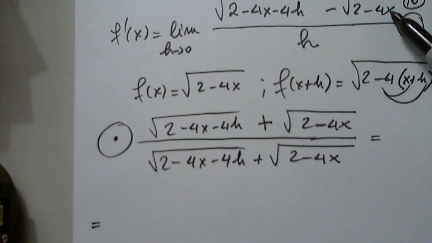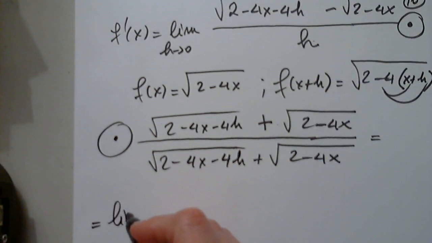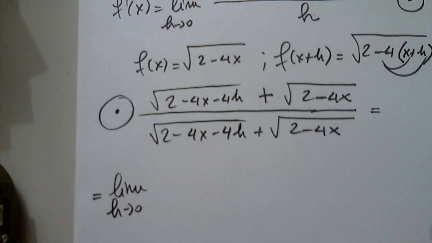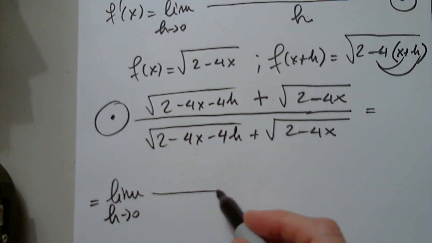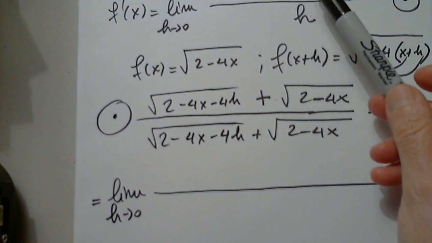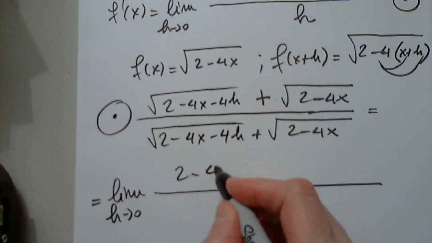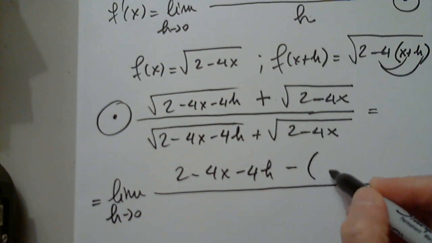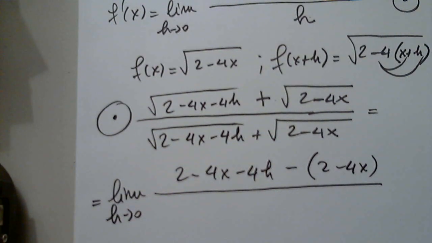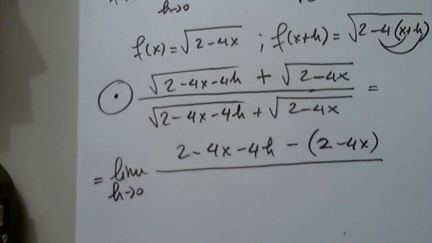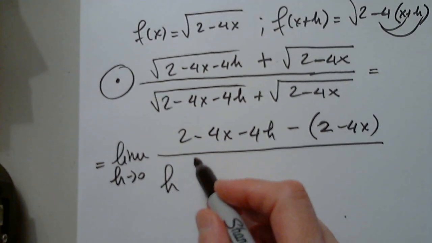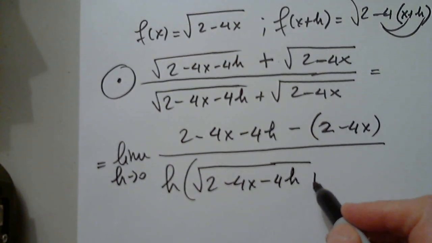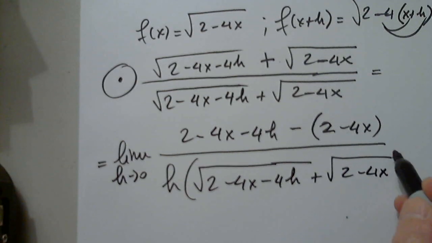So again, a minus b times a plus b. Do not drop the limit operator. We have not applied it, we have not made use of it yet. So this times this will be 2 minus 4x minus 4h, but minus, be careful, put parentheses if you have any doubts, or you may forget to distribute. So it's h, the square root of 2 minus 4x minus 4h plus the square root of 2 minus 4x.